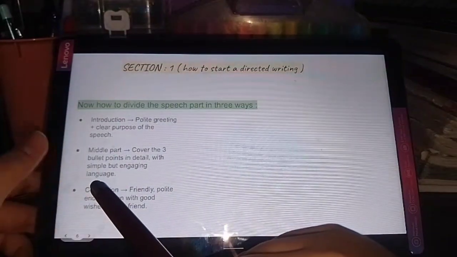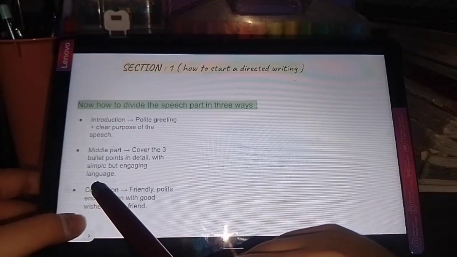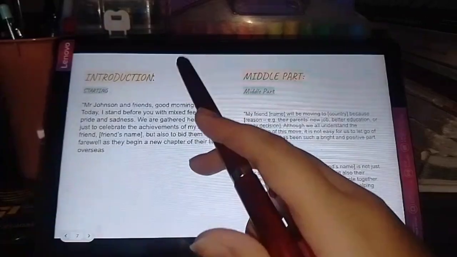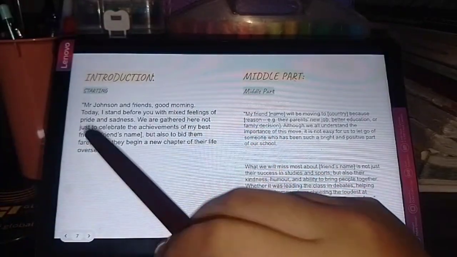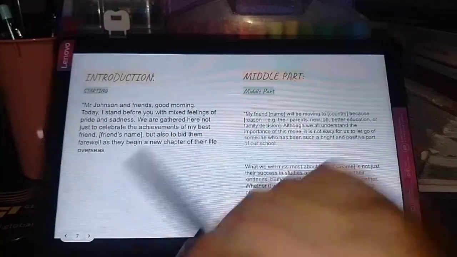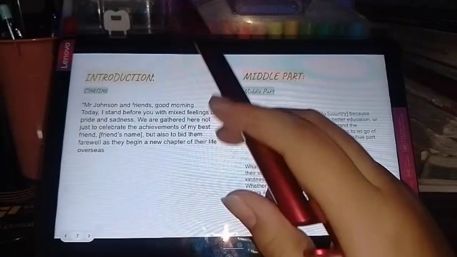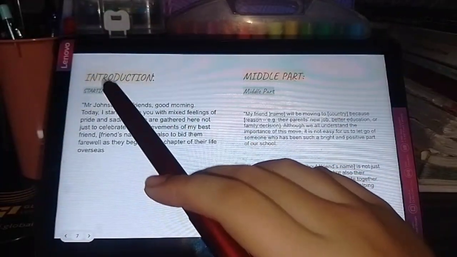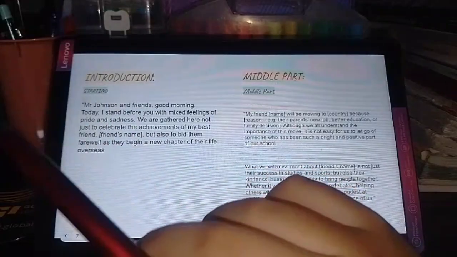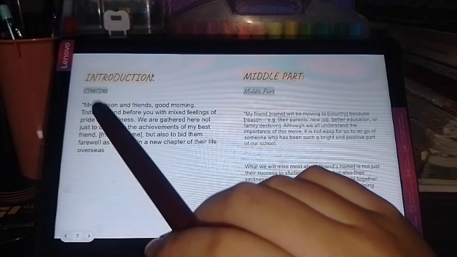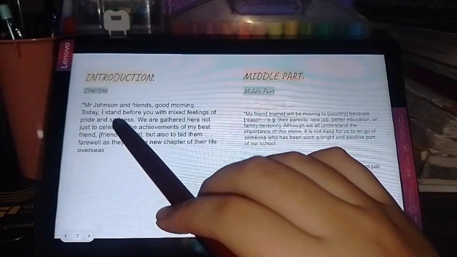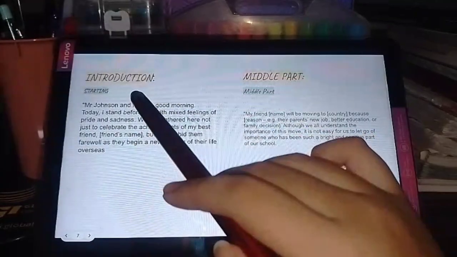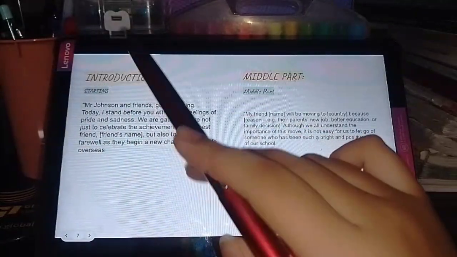Okay, so moving to the next slide. Now, how to start an introduction. This is the starting point. Now it's up to you how you're going to write. I'm just discussing how to start, because some of the students still missed a part of their starting and they got very low marks. So, "Mr. Johnson and friends," the starting points have already been mentioned by the examiner.